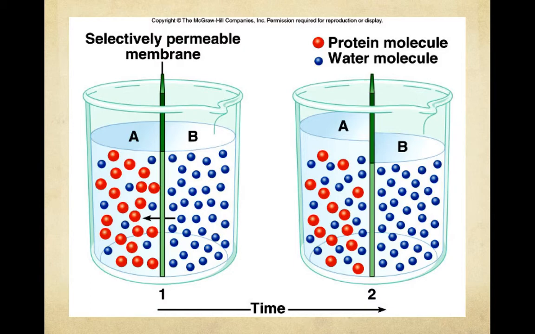So here you have an example of a beaker with a membrane placed in it, and you can see on side B we have our water molecules. On side A we don't have a lot of water molecules, which means we have a lot of solute, and the water is going to move through the membrane to the solute side to water it down. We're going from an area of high concentration of water to low concentration of water, high to low, until we reach equilibrium.